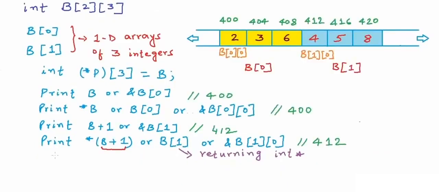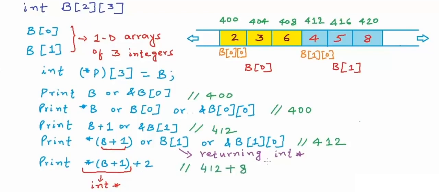Okay, now you need to gear up because I'm going to give you some tough ones to decode. What will be the output if I print asterisk of b plus 1, plus 2? Take some time and think about it. Asterisk of b plus 1, as we saw above, will return an integer pointer to the first integer in b1, to the integer at address 412. Adding 2 here is performing pointer arithmetic, because asterisk of b plus 1 is a pointer to an integer storing this address 412. Adding 2 is basically going to the address of the next to next integer, which will mean skipping 8 bytes and going to reference the integer at address 420.